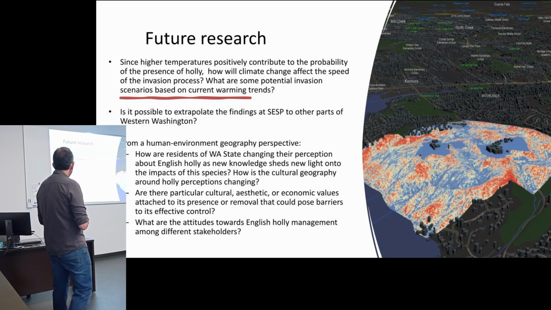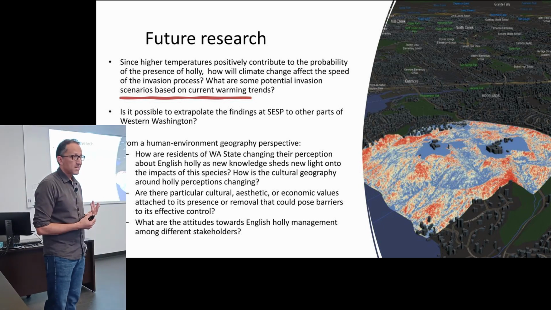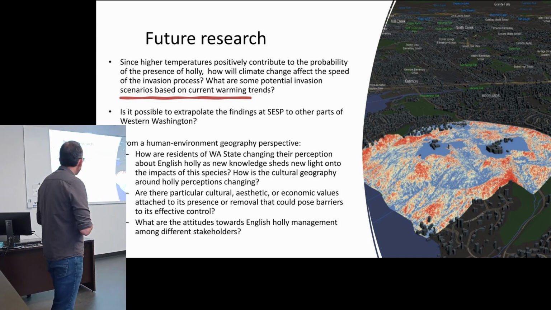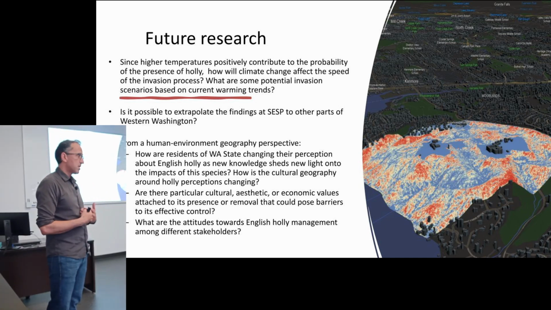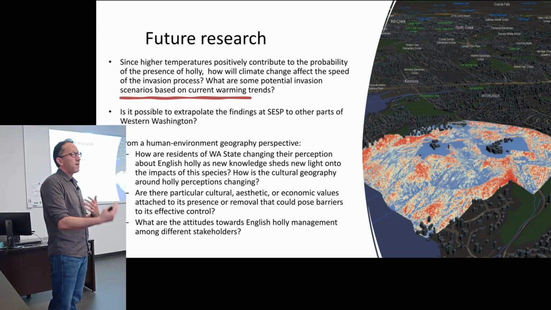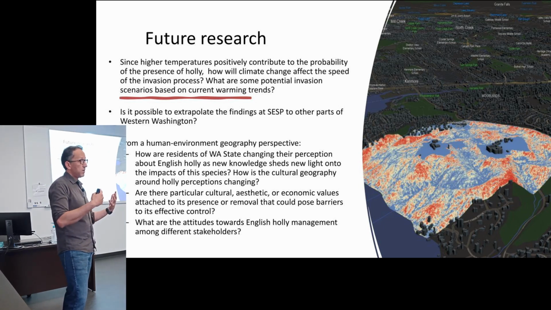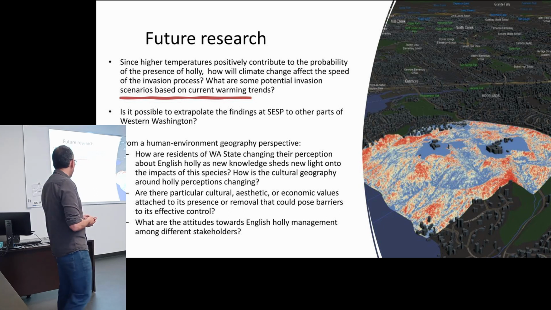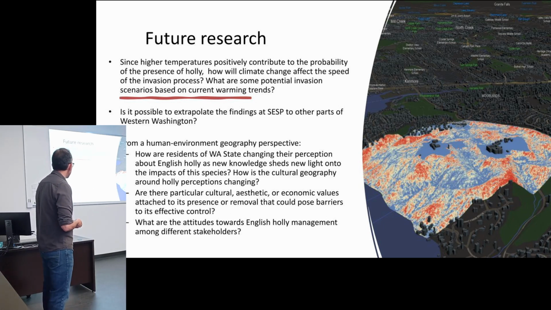So some of the future research questions that I think are important: what is going to happen in the future with this, right? In the context of climate change, for example, since higher temperatures are expected, and we're finding a correlation with temperatures, apparently holly does a little bit better in areas with higher temperatures. With temperatures changing at the global and regional level, what is going to happen with holly? How fast is this species going to disperse in the near future? Those are important questions that are going to have to be answered in the context of global warming.